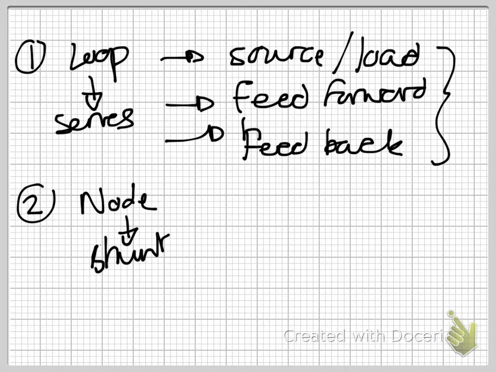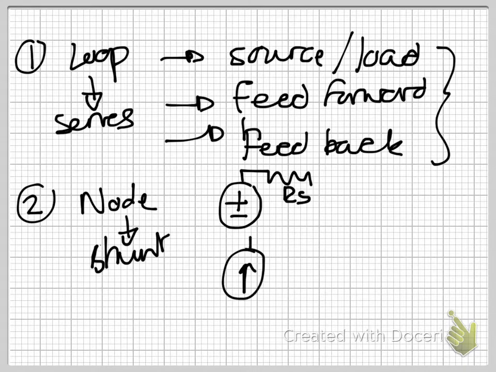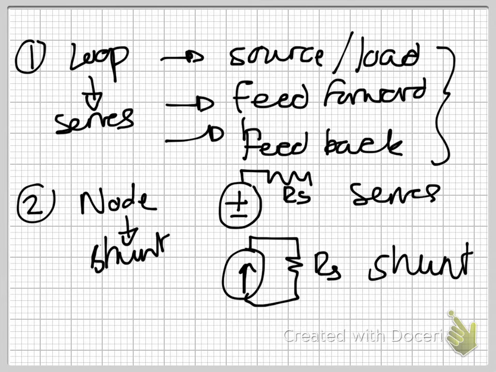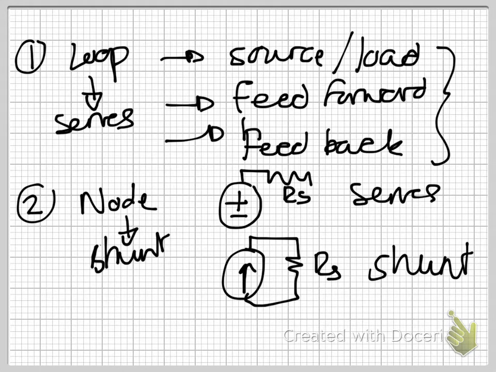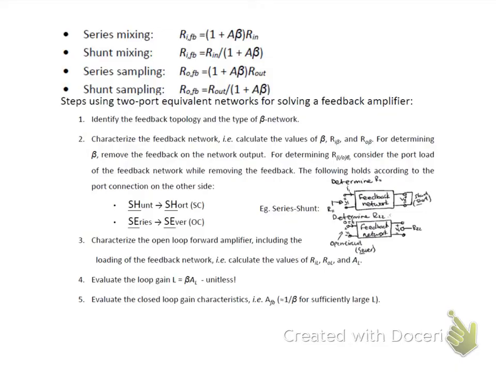When it comes to the input, it's actually quite easy to see whether it's a series or a shunt. Your input only varies in two ways. These are the two different types of inputs you'll get. It's easy: when you've got your voltage source, that's a series. And when you've got your current source, that's a shunt.